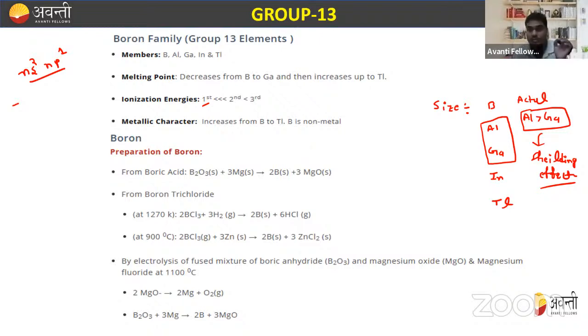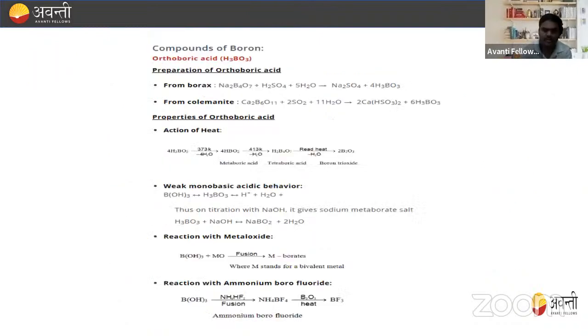So these are some methods by which you prepare boron. The first one is from boric acid, the next from boron trichloride, and the next is by the electrolysis of the fused mixture of boric anhydride and magnesium oxide, with magnesium fluoride at 1100 degrees Celsius. I hope this is clear to you. Now we are going to discuss some important compounds of boron.